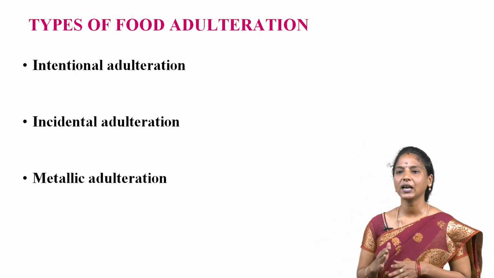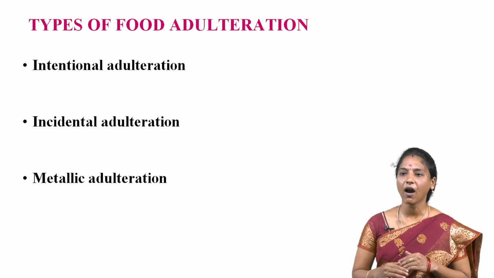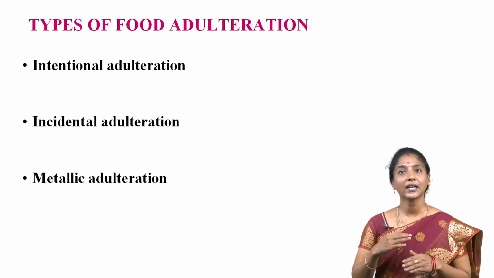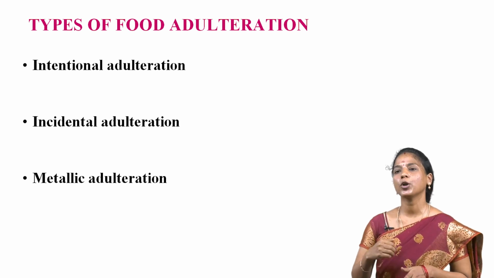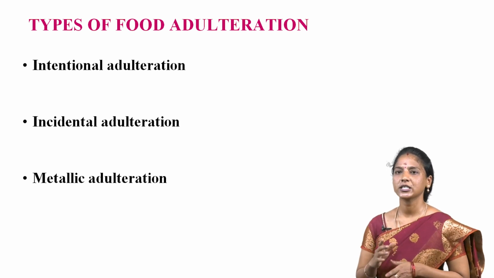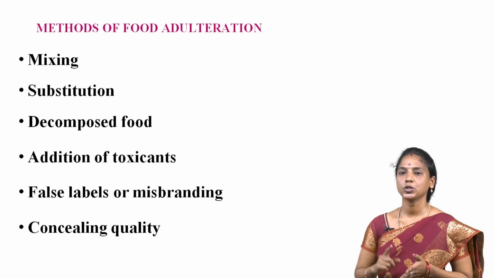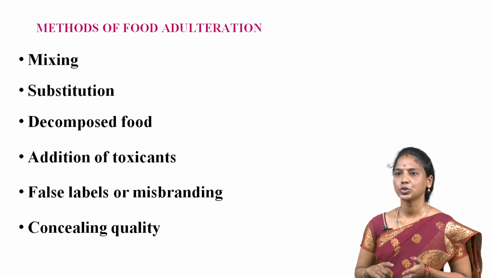Third one is metallic adulteration. It is purposely or accidentally adding metallic materials such as lead from water and mercury from the effluents. Next one, methods of food adulteration. First one, mixing. Mixing of clay, stones, pebbles, sand, marble chips, etc.